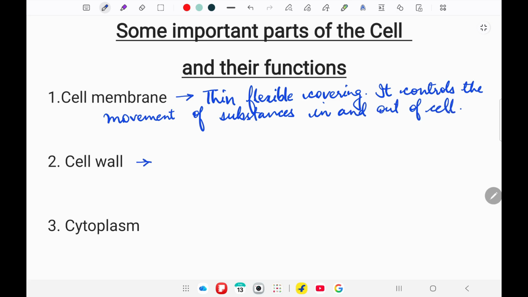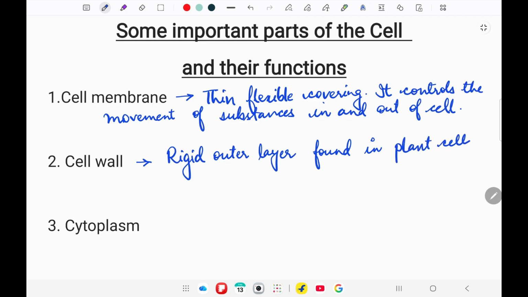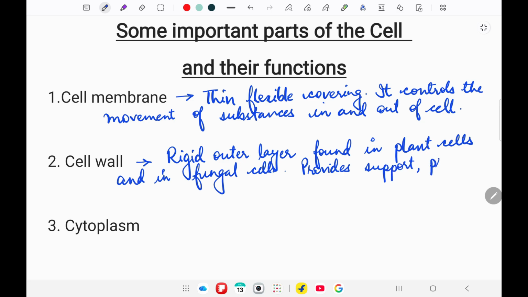The next is the cell wall. Cell wall is a rigid outer layer found outside the cell membrane only in the plants and the fungal cells. It provides support, protection and shape to the cells.